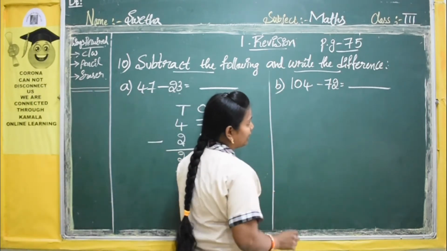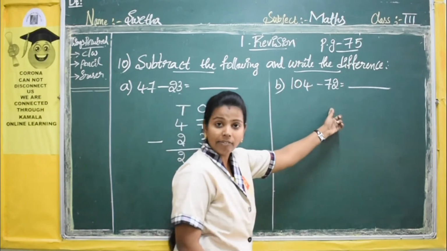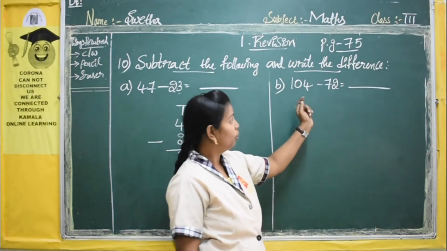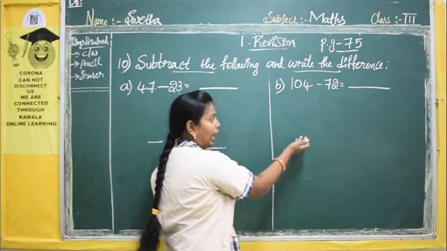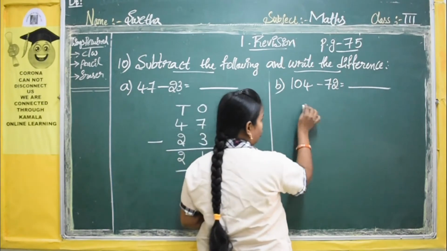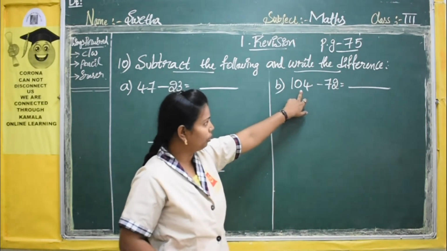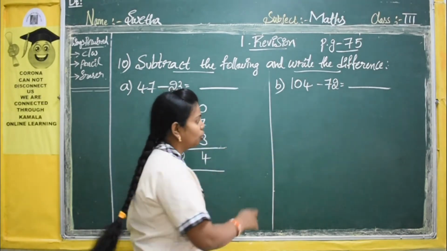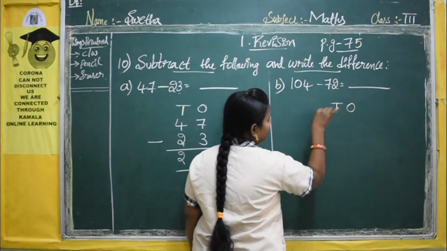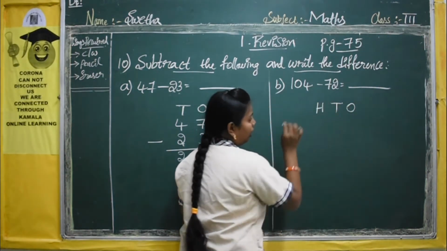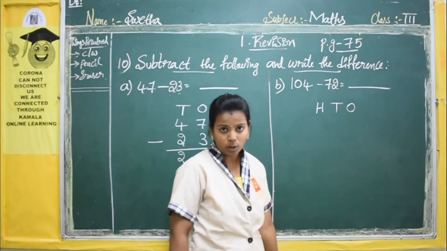Now let us move to our second problem. See, what is our second problem? 104 minus 72. Okay, 104 minus 72. Now we will arrange these numbers in the subtraction form. See here how many digits are there? 1, 2, 3. 3 digits are there. So we will take 3 places. What are those 3 places? Ones, tens, hundreds. See here 3 places I have written, and I have left finger space also.